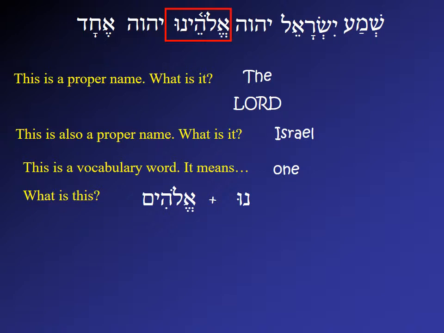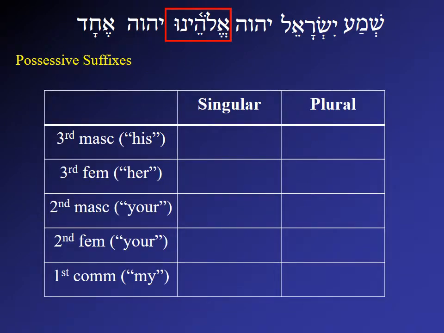Now let's review possessive suffixes. Third masculine singular is going to involve a vav. Sometimes it's simply v, and sometimes it's holem vav, o. But if you see a vav on the end of a word, it's typically the third masculine singular possessive suffix. Third feminine singular is going to be either a ha with a mappiq, or the feminine ending, or sometimes ha, and we'll talk about when it'll be which one later.